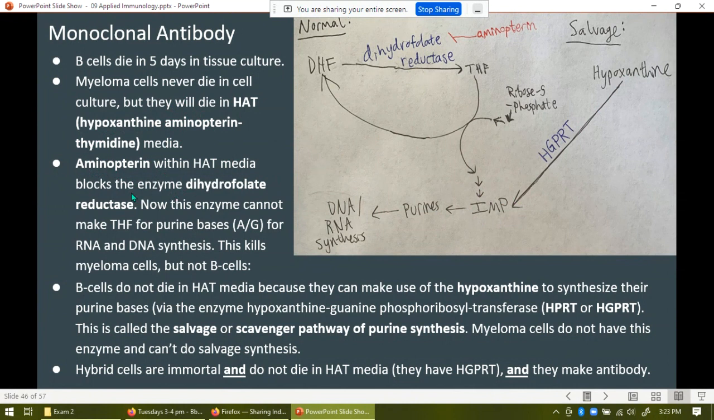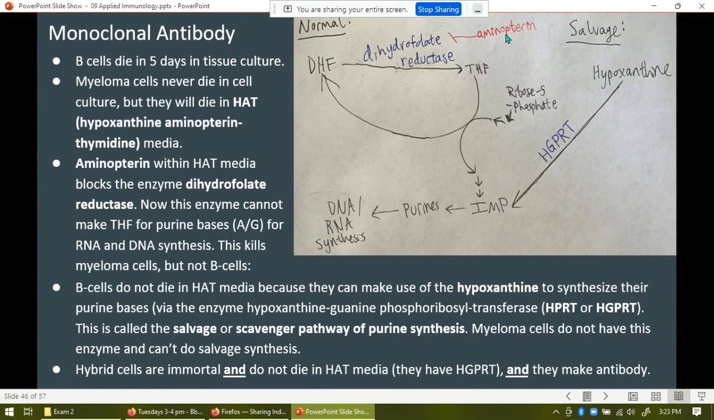Aminopterin within the HAT media is an inhibitor, a very strong inhibitor of the enzyme dihydrofolate reductase. Dihydrofolate reductase normally takes a folic acid precursor compound called DHF, and it converts it into THF, which is the active version of folic acid. And the cell uses folic acid to turn certain substrates into purines for DNA and RNA synthesis. Okay, so THF is required in the normal pathway for purine synthesis of DNA and RNA.